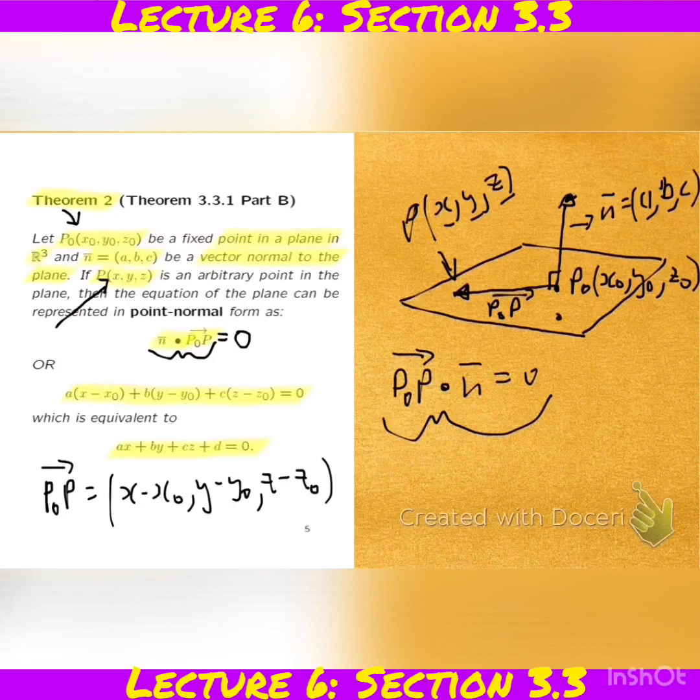You can do it for all points on the plane. You can look at all those vectors there. All those vectors need to have a dot product of 0 with the normal vector n. And as soon as an x, y, z satisfies that, it is going to be a point on the plane.